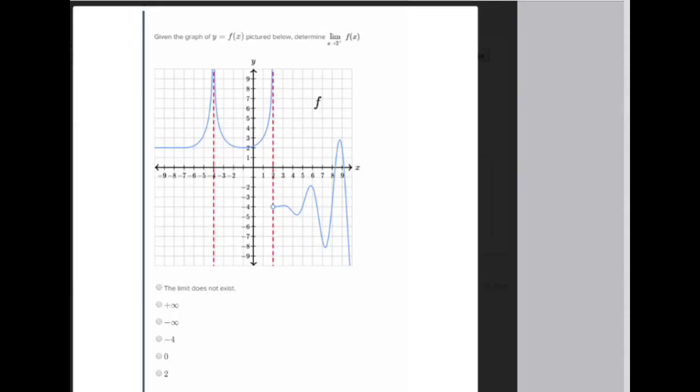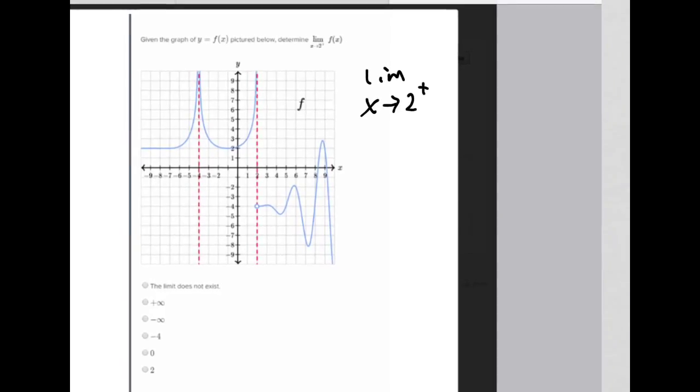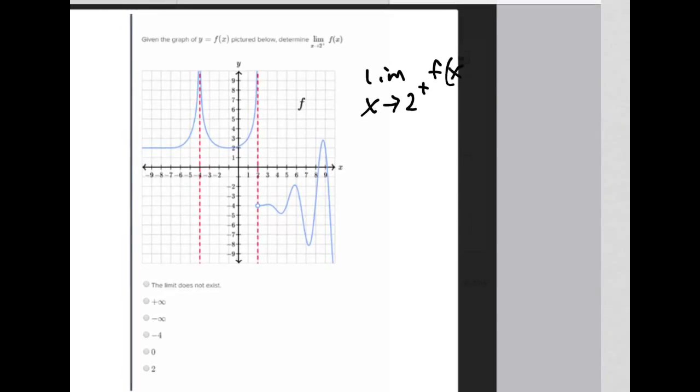Okay, given the graph of y equals f of x, so that's all the blue stuff. It's a piecewise function. It has to be a piecewise function. Given the graph, pictured below, determine the limit. I'm going to rewrite that because it's really small. The limit as x approaches 2 from the right of f of x.